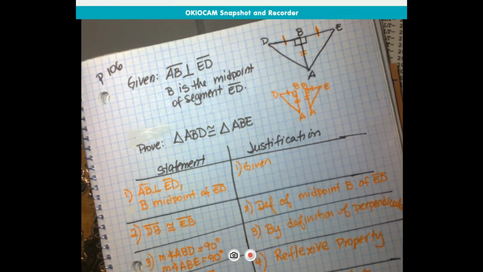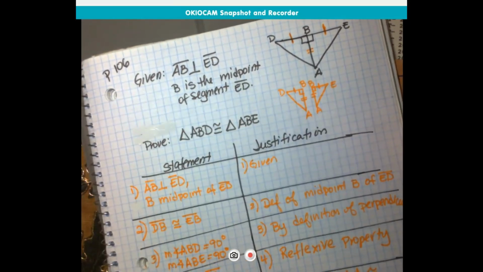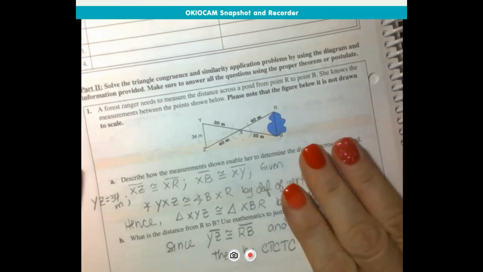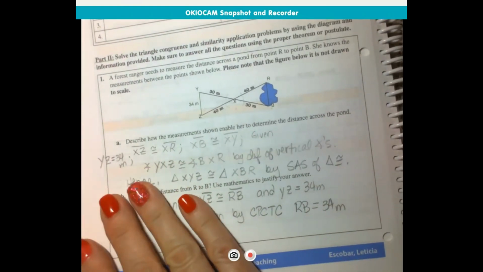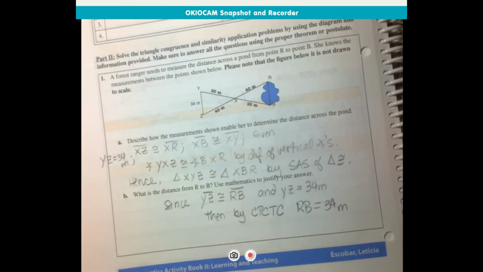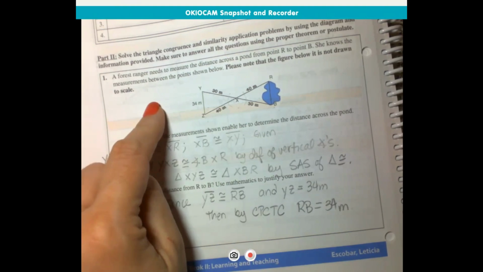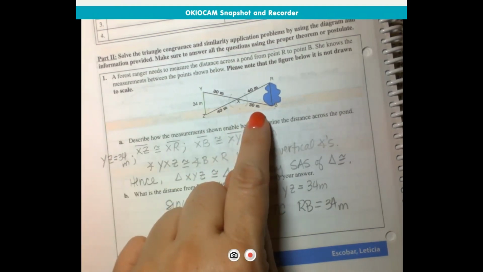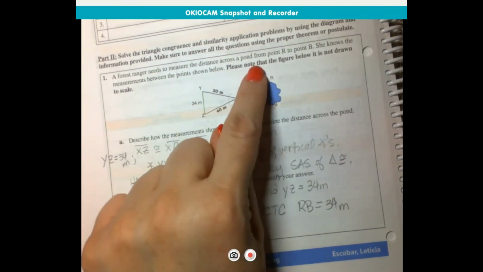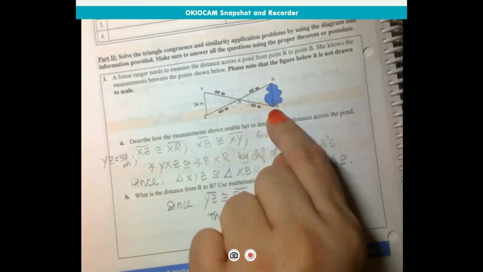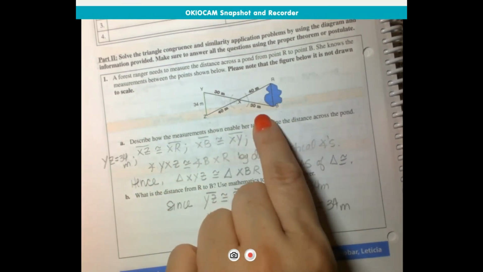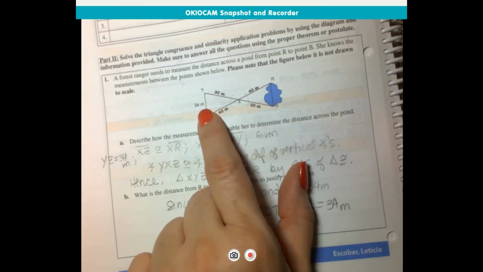Okay, so let me show you these other ones. I'm going to show you one of the problems for congruency before we go into the constructions. This is an application problem for congruency. You have this distance that you need to find, and they give you these two distances and these two distances and that distance.